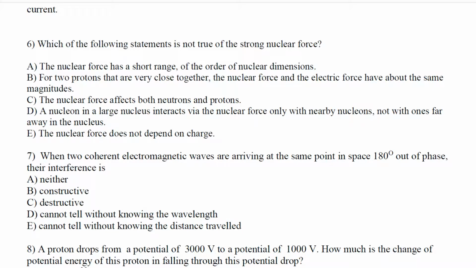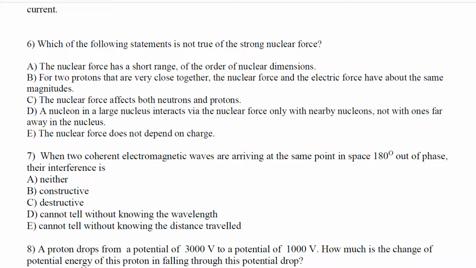For B, for 2 protons that are very close together, the nuclear force and the electric force have about the same magnitudes. Now, the electric force would be the force between 2 protons or any other charges. Specifically because we're talking about the nucleus, we're going to be talking about a couple of protons interacting with each other. Because they're the same kind of charge, they would tend to repel from each other. But now there's the strong nuclear force which holds them together.